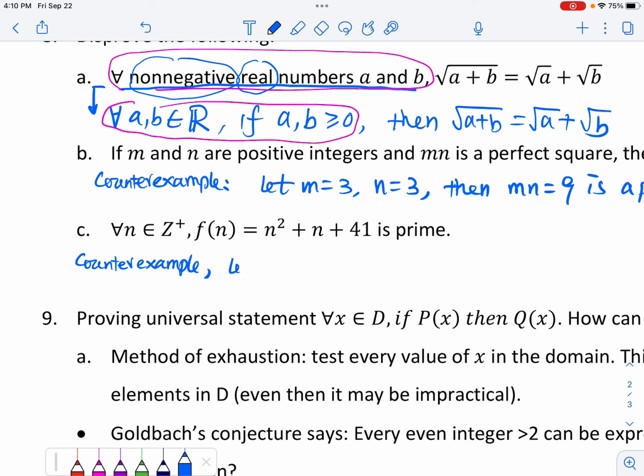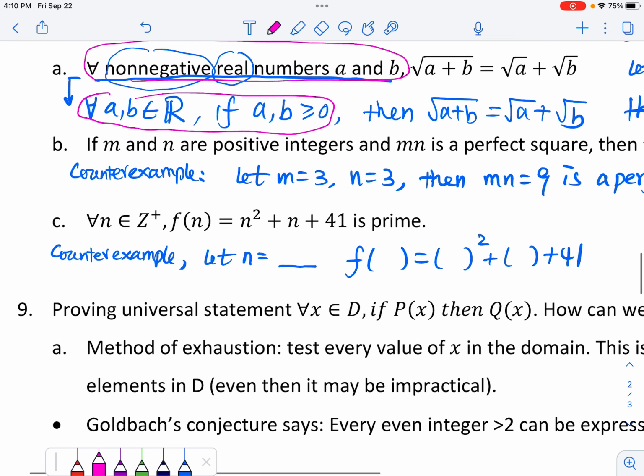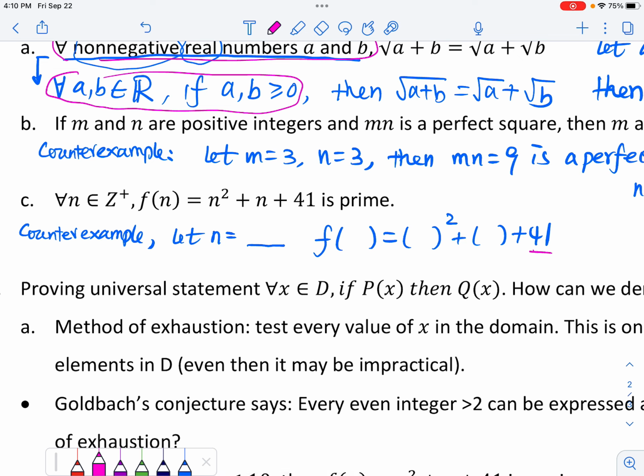So we are going to let n be... think about it. I'm going to pause for a moment. So f of n, this is the guy we are trying to find, is n squared plus n plus 41. Okay, now here's the hint. Take a look at 41, which is prime. How about we just let n be 41? So what is f of 41?